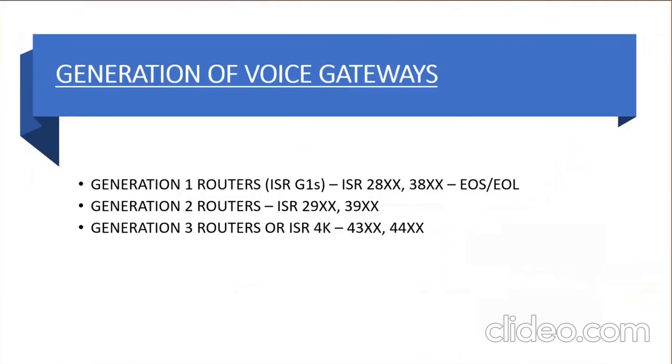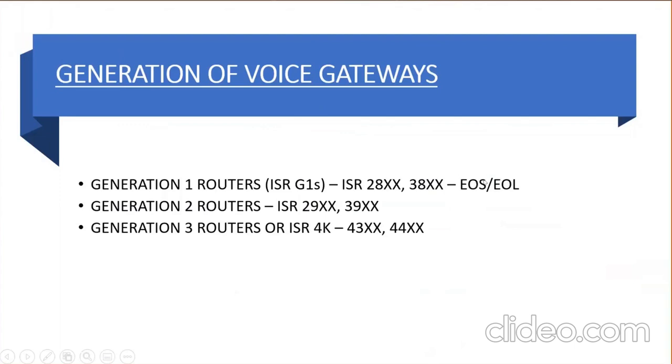Now, this is an important slide. This is very basic but very important: generations of voice gateways, and why we have to understand them, we'll get to know in future slides. There are three generations of routers: generation 1, generation 2, and generation 3. So generation 1 or G1, generation 2 or G2, and generation 3 or G3. So 2800, 3800 routers are generation 1 routers.